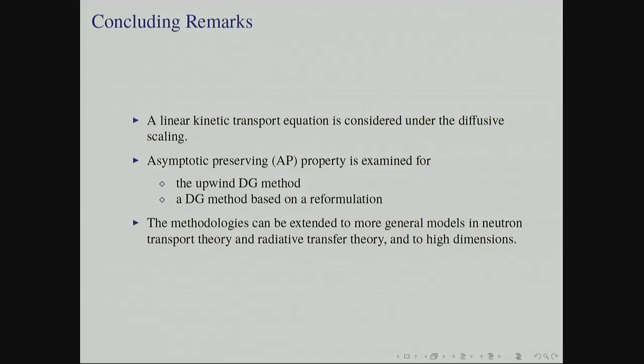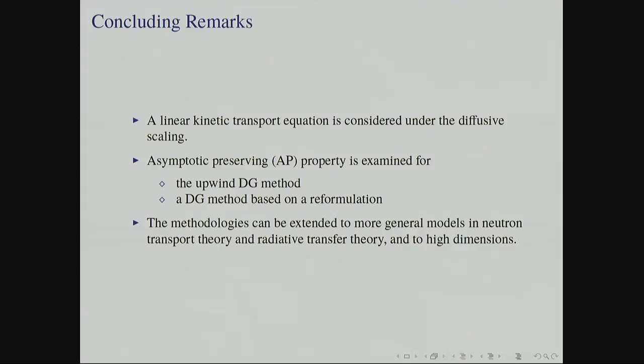So let me summarize and conclude. We here consider this linear transport equation in diffusive scaling. Then we look into asymptotic preserving property for two types of DG methods. One is the classical Upwind DG method. The other is based on reformulation. So these two methods are based on different forms of the model and the design idea is different.